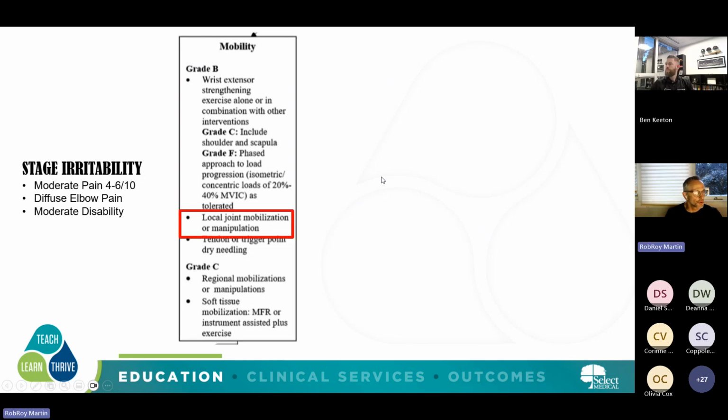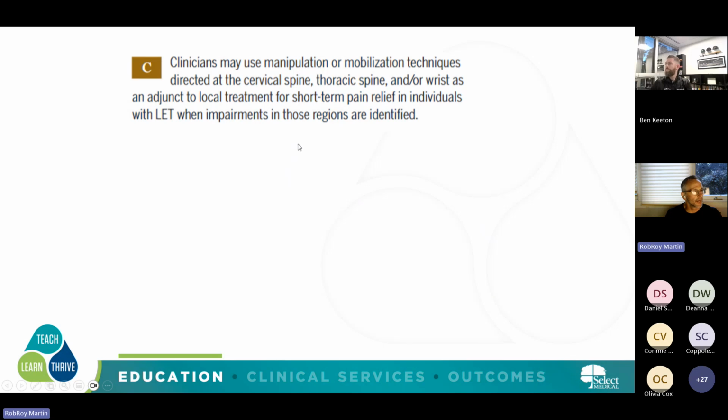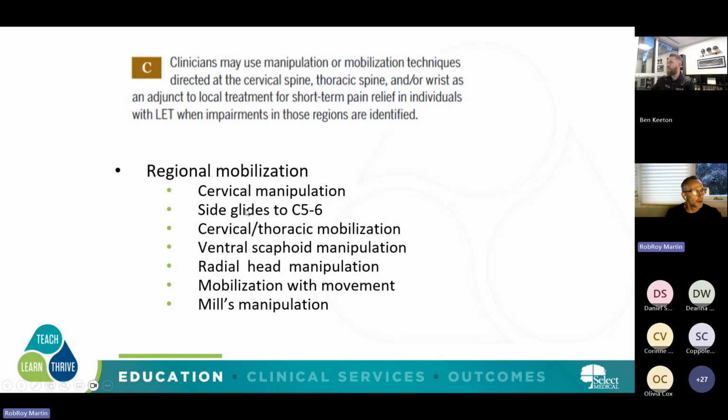We can continue with our joint mobilization. So again, continue if needed on the cervical and thoracic spine, making sure there's no cervical involvement, our CT junction, our scaphoid manipulation, radial head mobilization and movement. And with this group, our mobilization group, we can add a Mills manipulation to the recommendation.